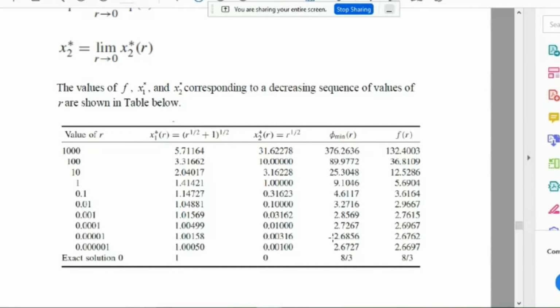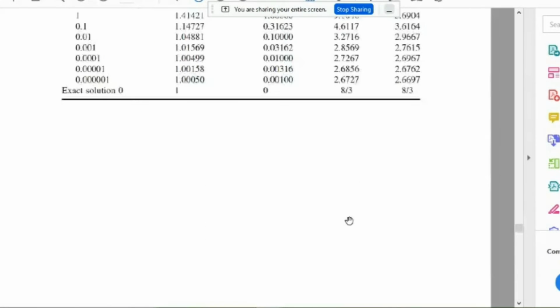So once the solution gets converged, then easily we are able to decide what is the optimal value of the variables, the optimal value of the auxiliary unconstrained objective function, and then the optimal value of the given original objective function. So when r tends to 0, almost all the solution gets converged. That is the interior penalty function method.